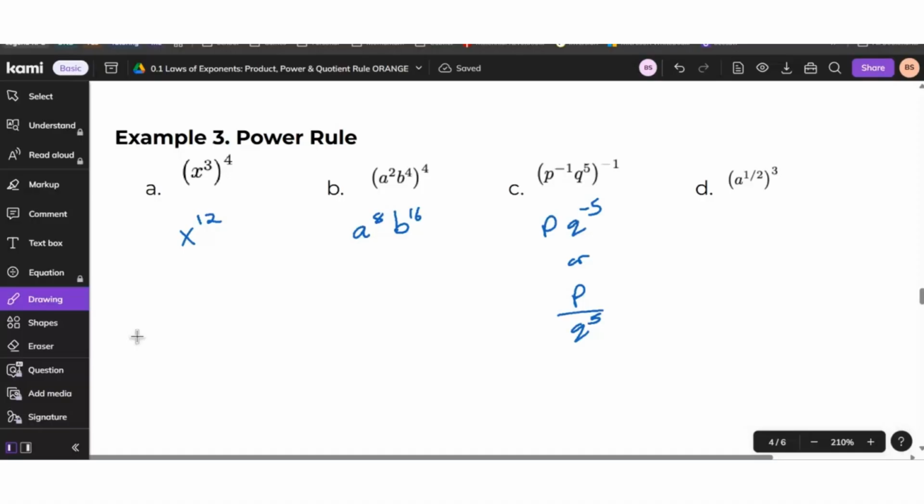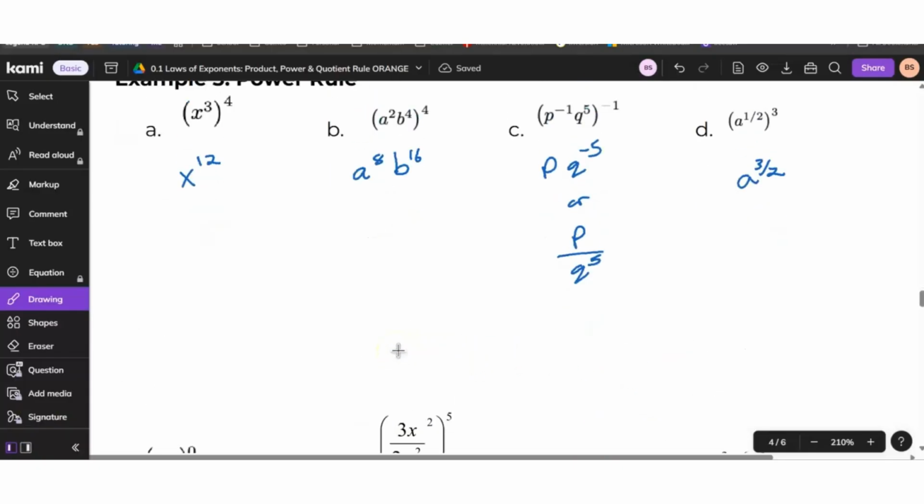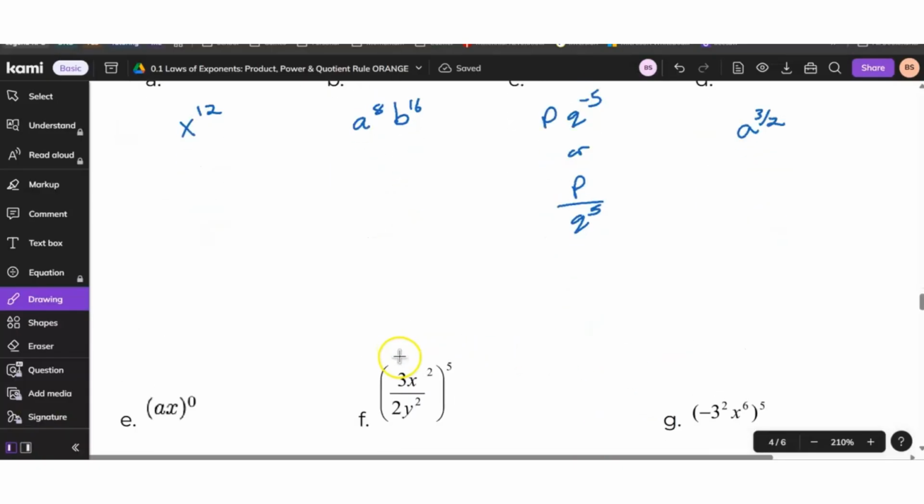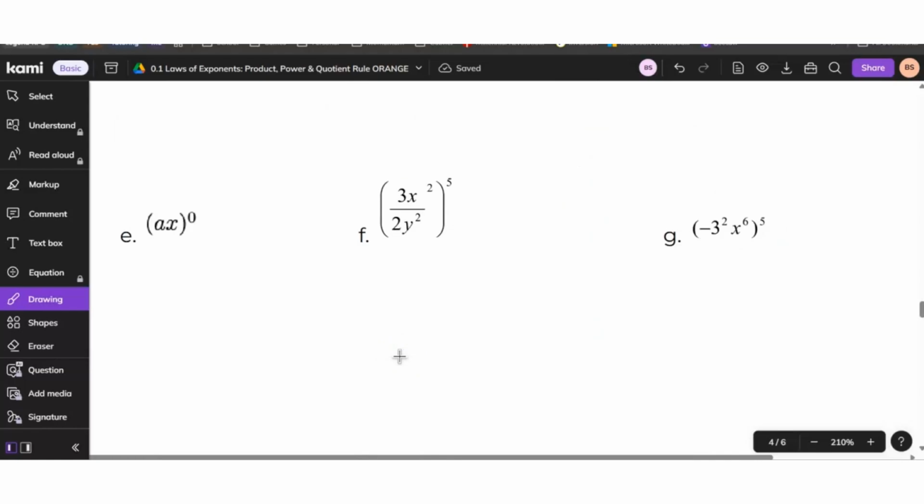Okay. All right, our last one here. It's a fraction. Don't freak out. It's just a to the 3 halves. That's all. You're just multiplying 1/2 times 3. All right, I got a few more examples here, so let's do them. You got those down? Yes? All right, so even though this is ax, anything to the power of 0 is what? 1. Good.